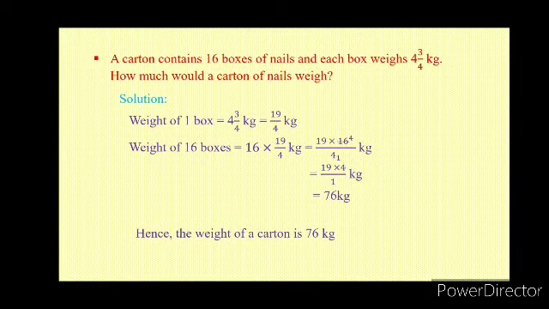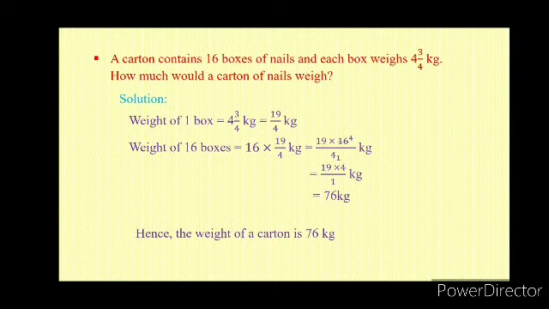Okay, consider the next word problem. A carton contains 16 boxes of nails and each box weighs 3 3 by 4 kg. How much would a carton of nails weigh? Here in a carton there are 16 boxes but the weight of only one box is given as 3 3 by 4. So if you find the weight of 16 boxes, we will be getting the weight of nails in a carton. So weight of one box is 3 3 by 4 kg.